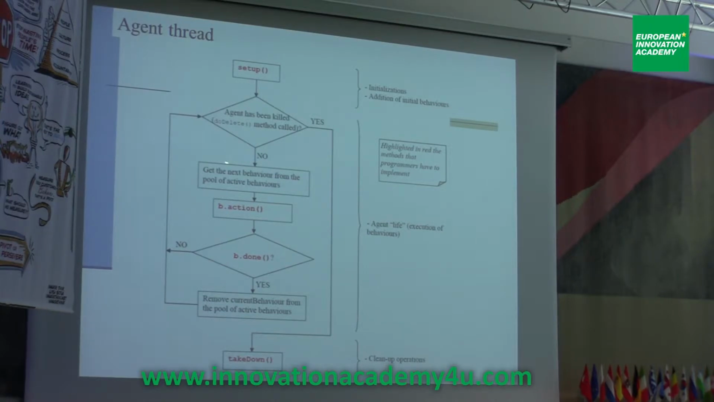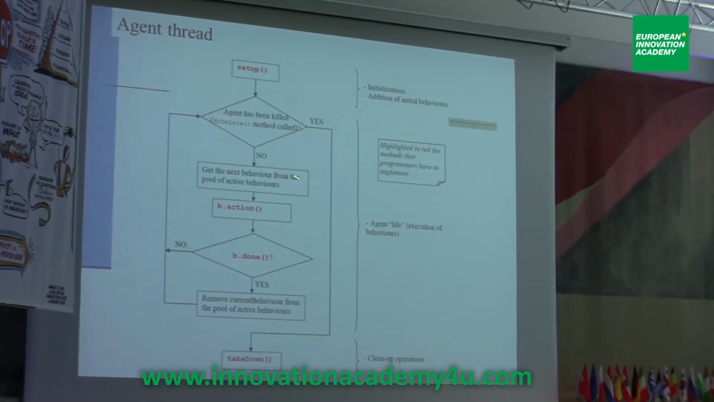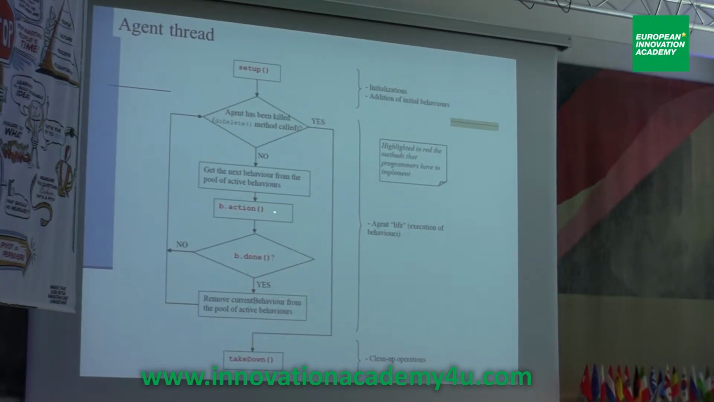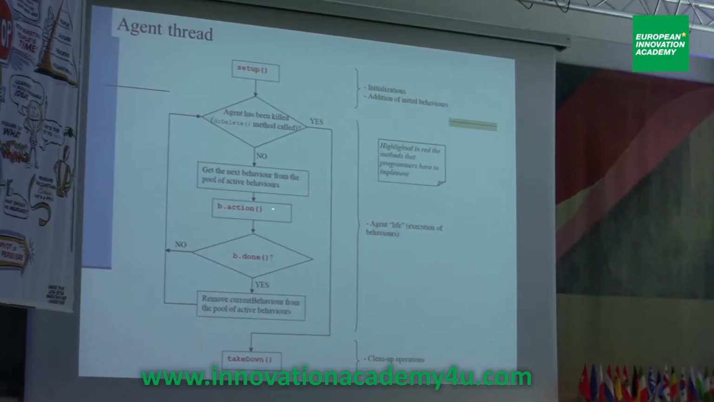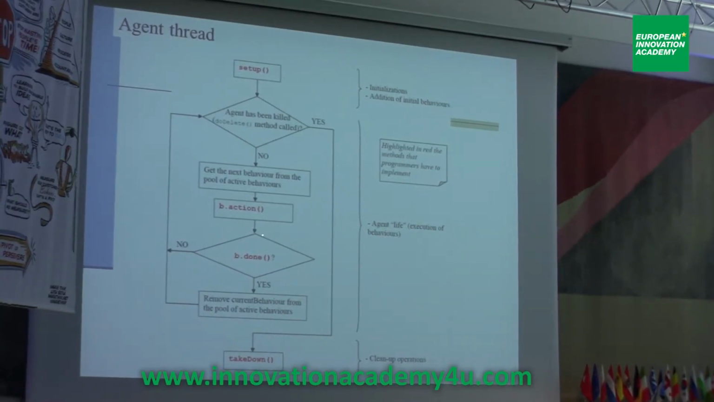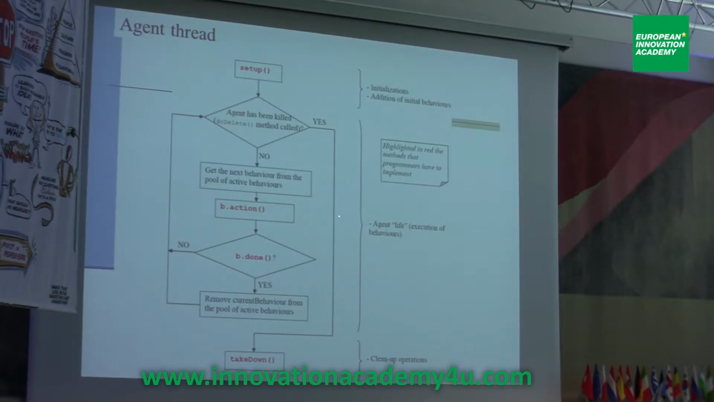So the next behavior from the pool of active behaviors is retrieved, and after this has been done, the action method of that behavior is executed. This is printed in red because a programmer now has to fill in that method. The programmer has to decide what that agent is about to do. So this is in red, and also this done is in red.